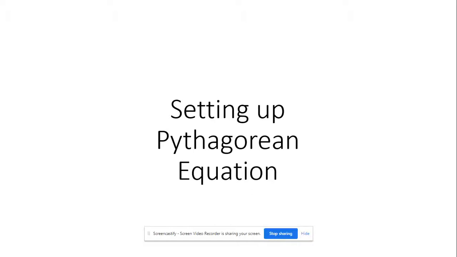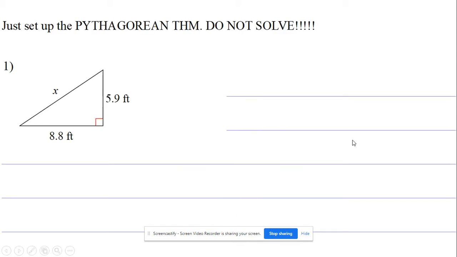Okay, I'm going to go over some examples of setting up the Pythagorean equation. So for these problems, we're just going to set up the Pythagorean theorem. We're not going to solve it. First, we need to find what the larger side is, or the hypotenuse. Of A, B, and C, we're always going to have C as the hypotenuse.